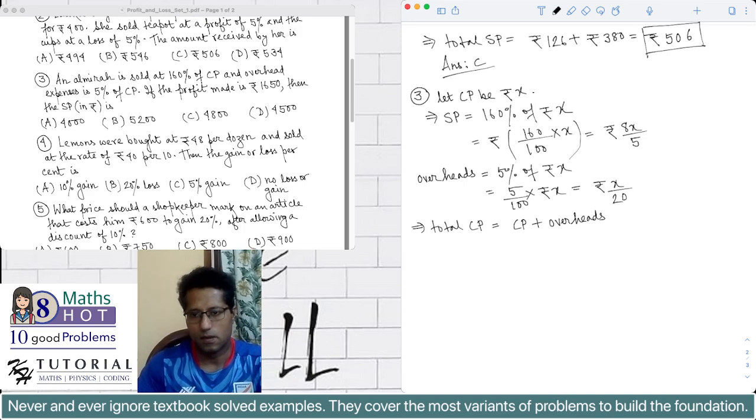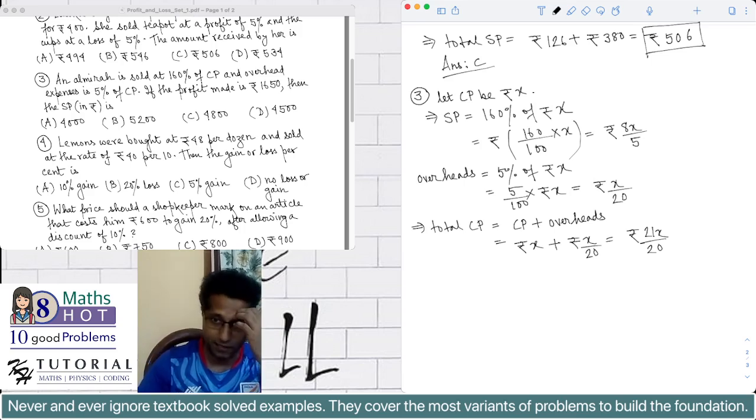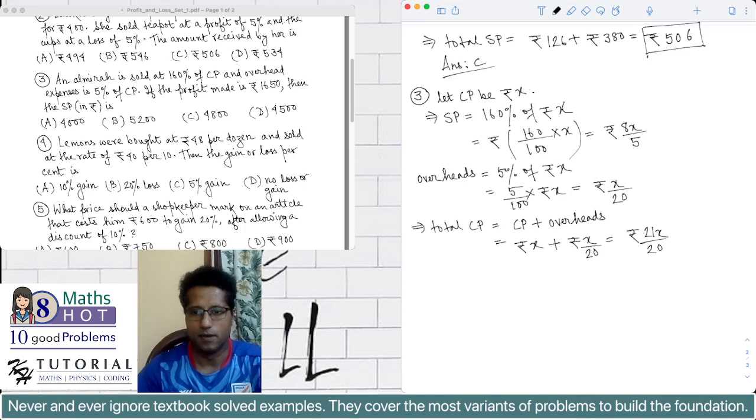This is equal to X plus the overhead. Rupees X is the cost price and the overheads is rupees X by 20. So this is the overall total cost price, and this is equal to rupees 21X by 20. So now we have 21X by 20 as the overall total cost price and the selling price is 8X by 5, and hence the profit or loss has to be based on this selling price and this total cost price.